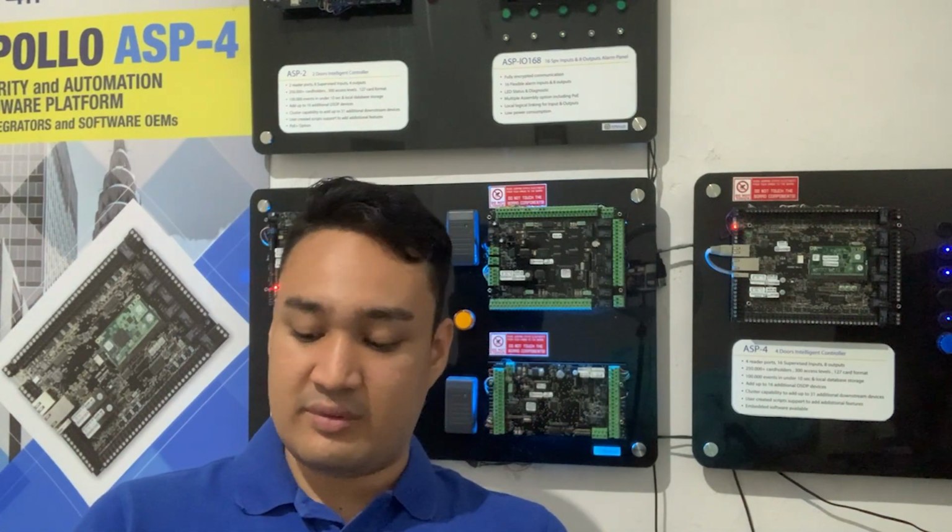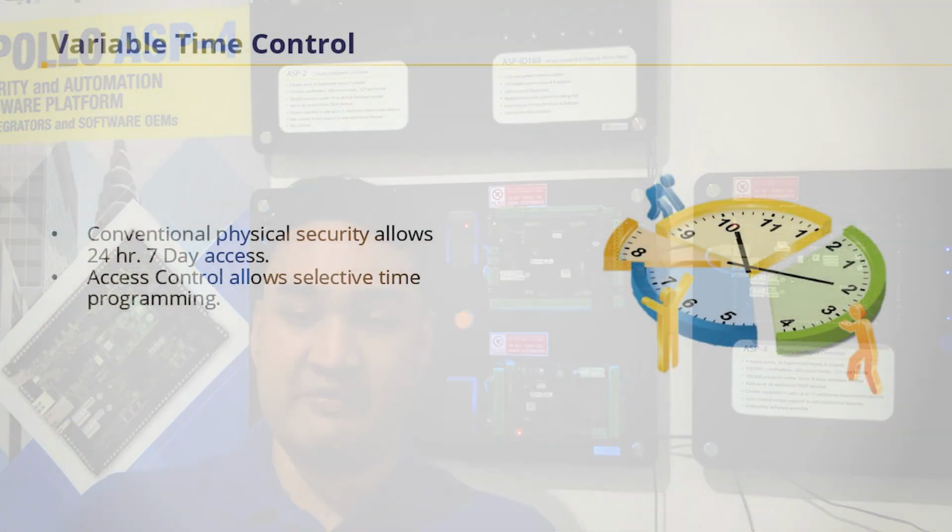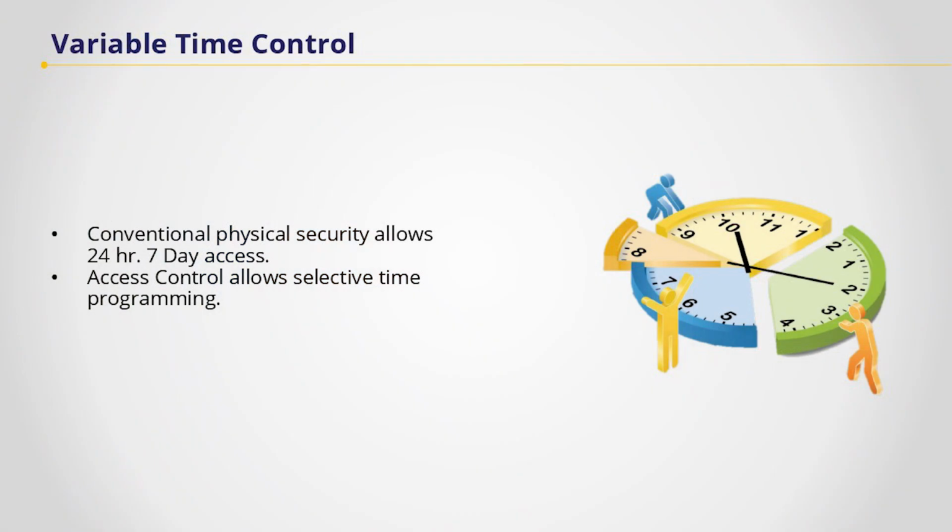With traditional keys, anyone can access the site 24/7 basically. They can access it anytime, whereas with electronic access control, there's a certain time limit that the security personnel can impose, so not anyone can access a certain facility or area 24/7.